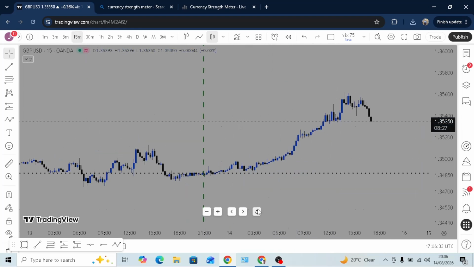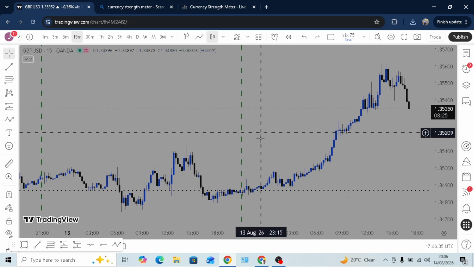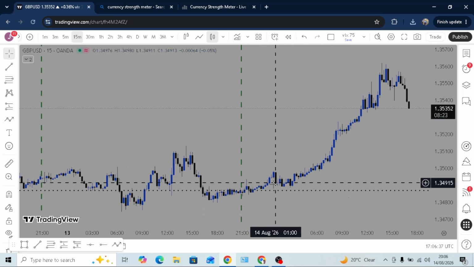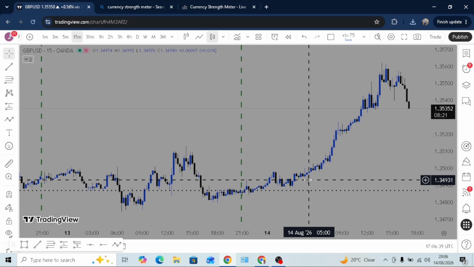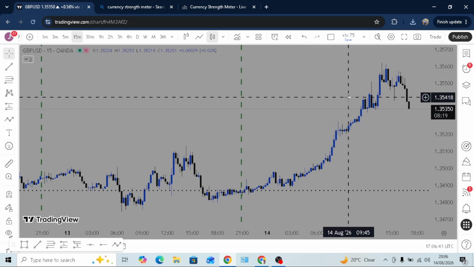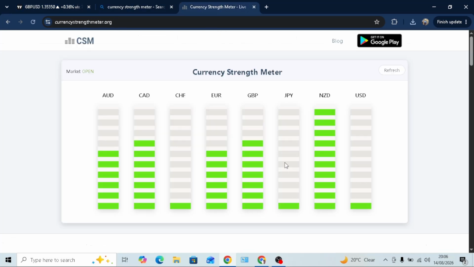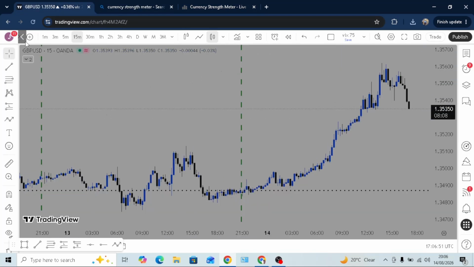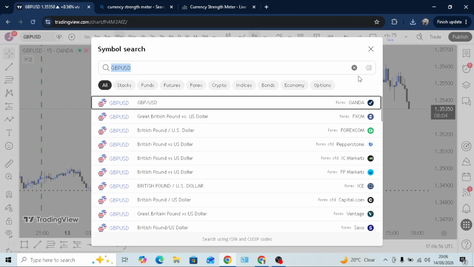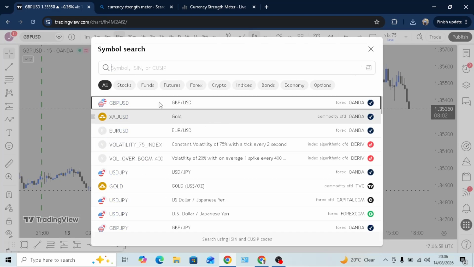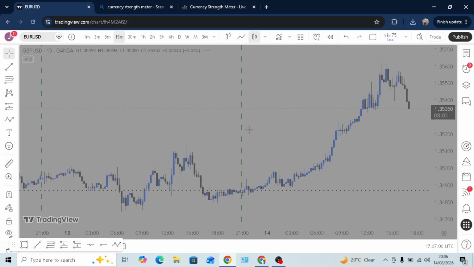Trading is easy, guys. I keep saying that over and over again. Look at that. On this particular day, all you needed to do was just to take your buy trades, since we identified that the USD was very weak and the GBP was strong. And if you are not convinced with that, let me show you EUR USD. There you go.